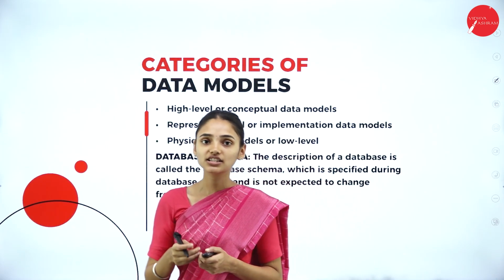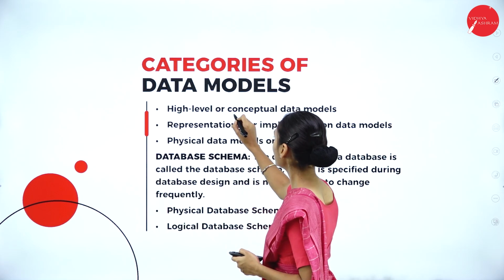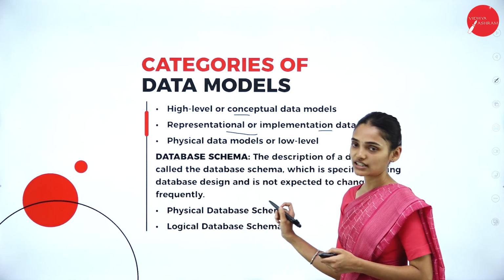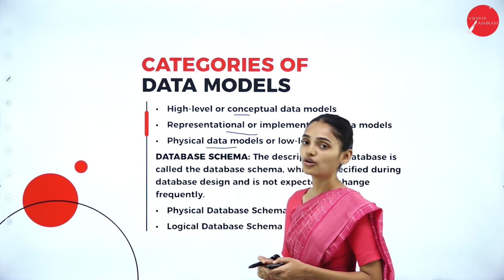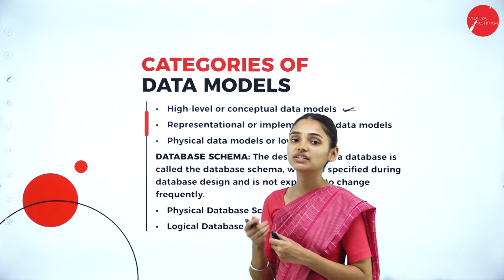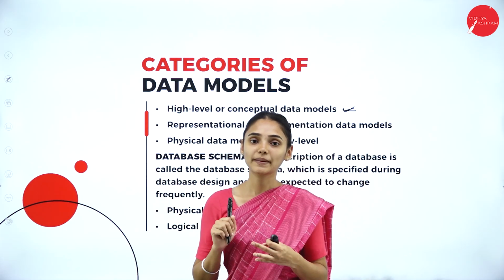Next is categories of the data model. The data model has been categorized into three types: one is the high level or conceptual data model, then the representational or implementational data model, and the physical model or low level model. First is the high level or conceptual data model. It presents the data for the user, which includes entity, relationship and attributes.